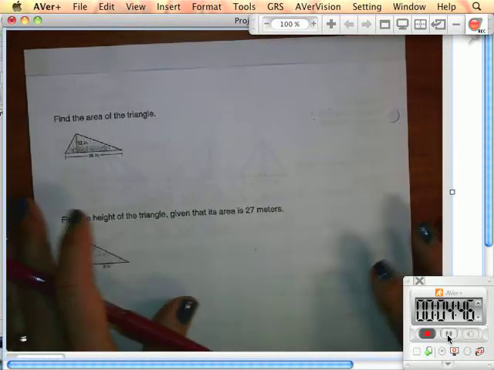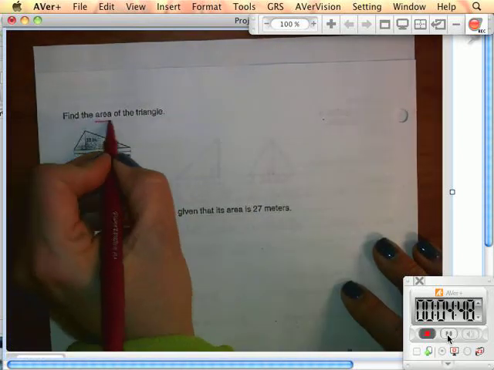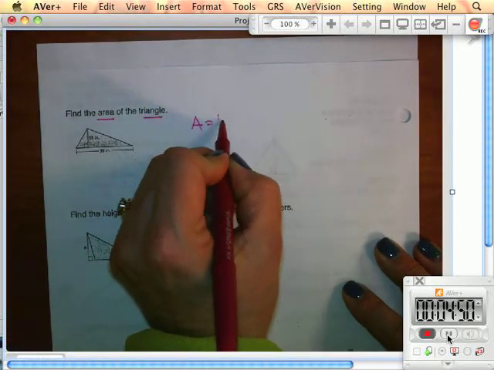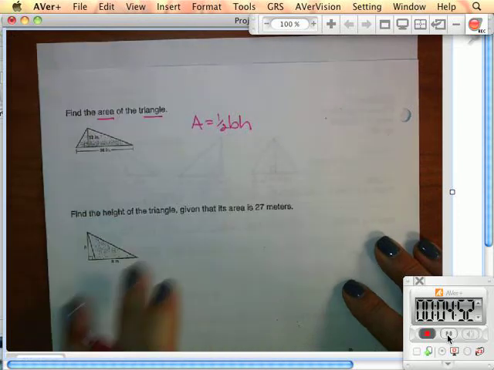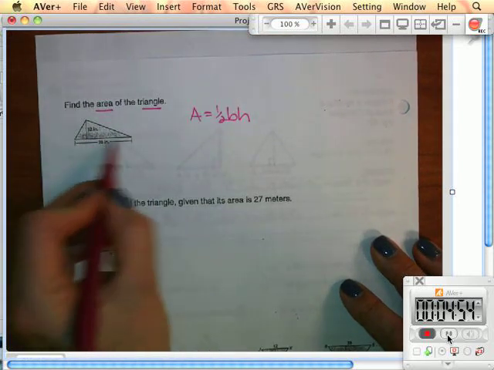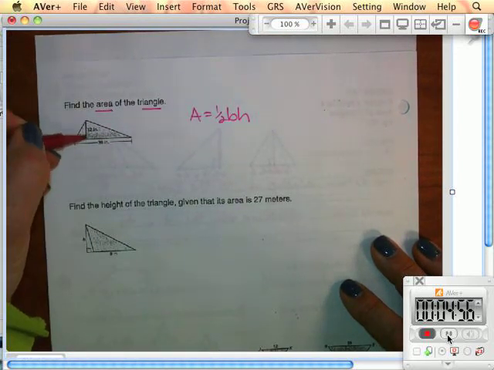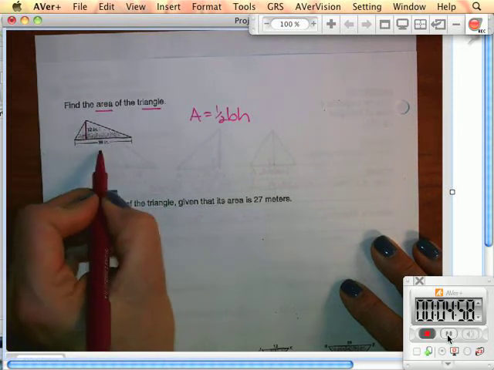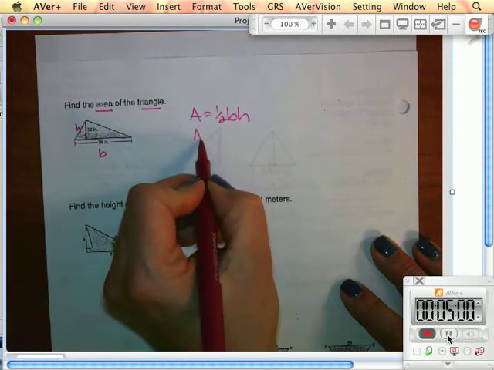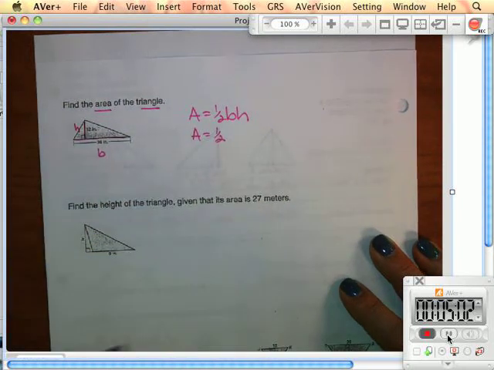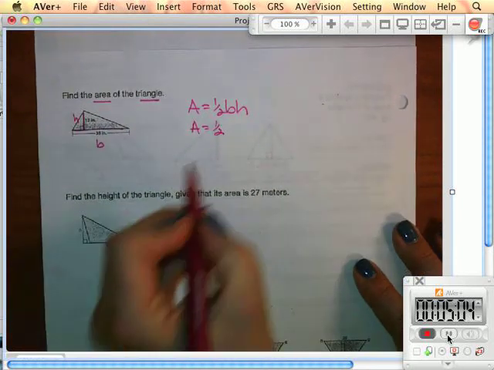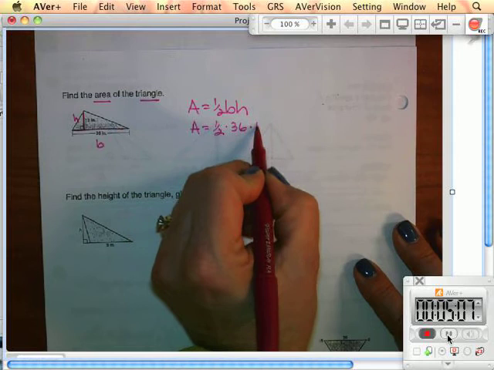Same kind of thing here. Find the area of the triangle. So I write down the formula I'm working with. The base is here. The height is here, perpendicular to the base. So this is the base, this is the height. Let's fill in what I know. I know the base is 36 and the height is 12.